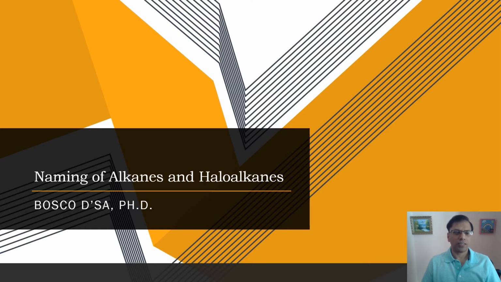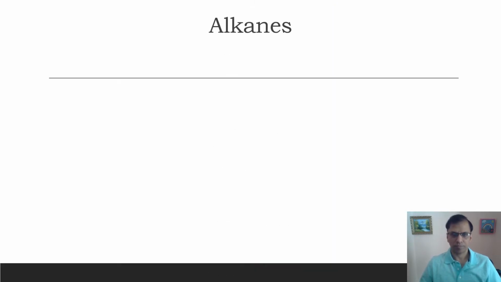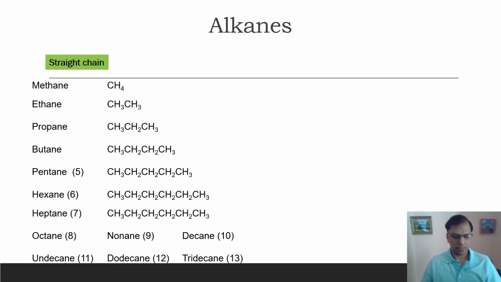Today I'll talk about how to name alkanes and haloalkanes. So alkanes, there are three types of alkanes. You have straight chain alkanes like methane, ethane, propane, butane, pentane, hexane, heptane, octane, nonane, which has 9 carbon atoms, decane has 10 carbon atoms, then you have undecane, dodecane, and tridecane.